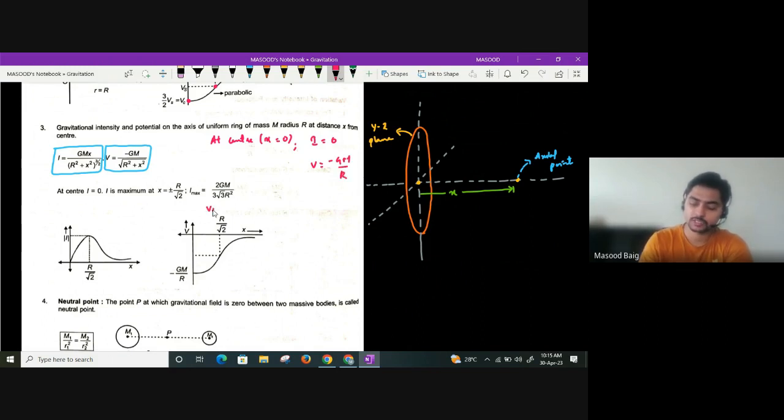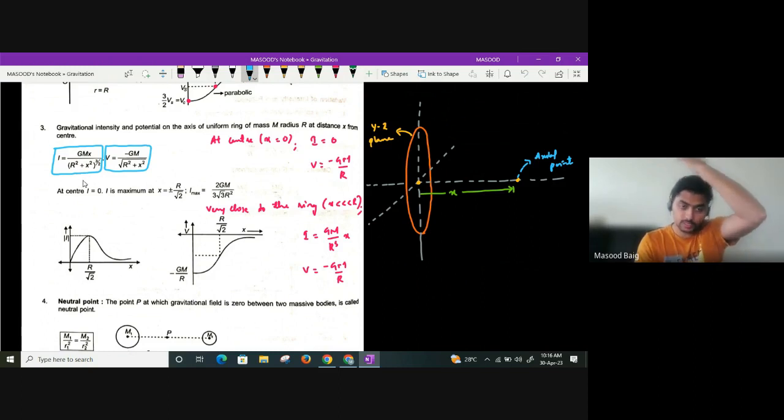If I take a point very close to the ring, guys, what is the meaning of very close to the ring? Very close to the ring means the x value is very much less than r. So in this case, what will be the field? I'll get it as GM by r cube into x, and potential I'll get as minus GM divided by r. So very close to the ring, it is going to follow a straight line graph, right? It is directly proportional to x. Away from the ring, it will follow a parabolic graph. And because it is varying with x, the field can have a maximum value and a minimum value also.